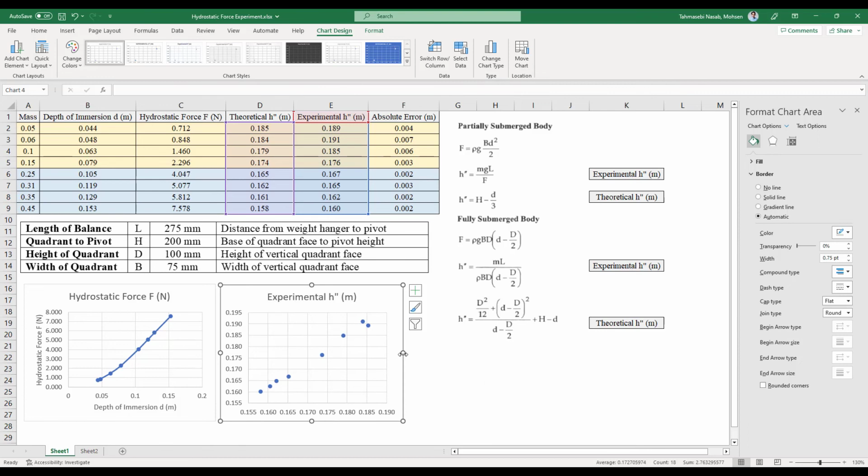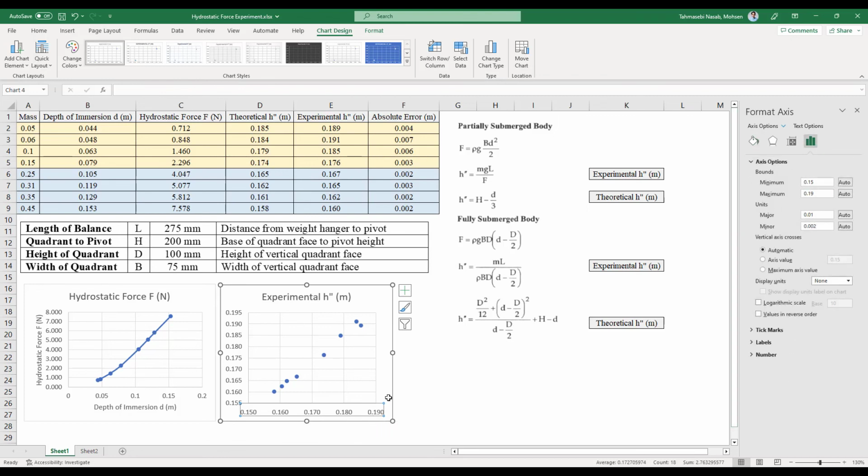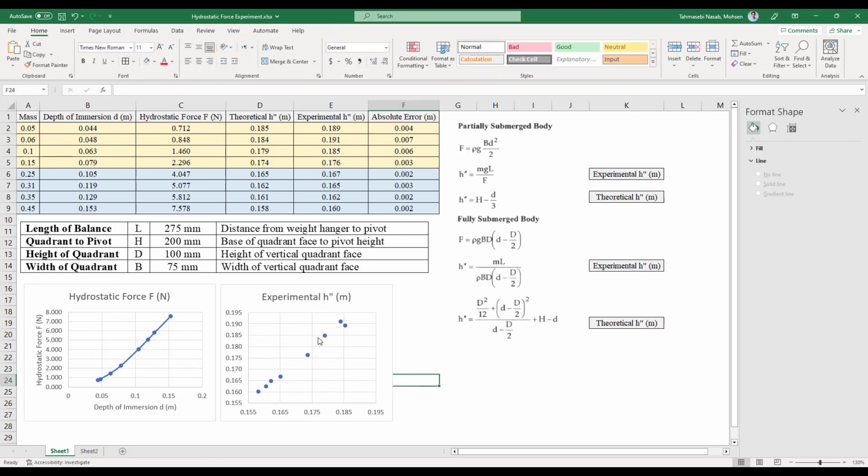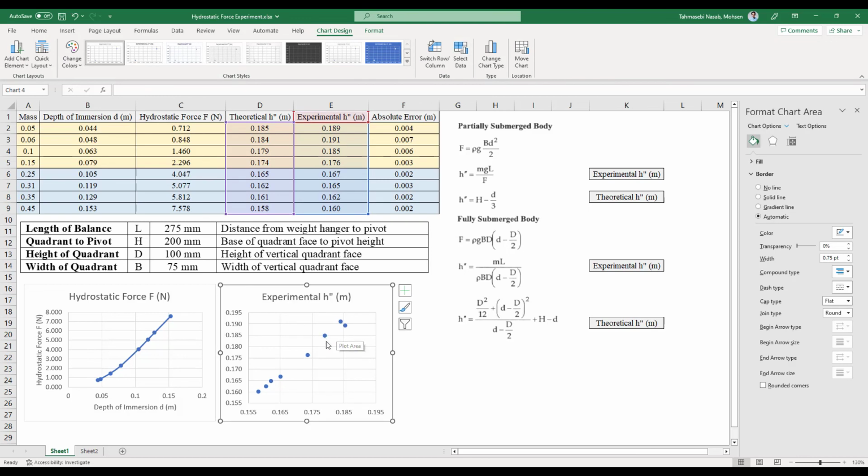there we go. Perfect. I'm going to make both x-axis and y-axis the same limits. So I'm going to double click on the x-axis and go to axis options and change the limit from 0.19 to 0.195 to match the y-axis, and enter, and change this to 0 again. Actually not 0, because this is 0.155, so I'm going to change it to 0.155. There we go.